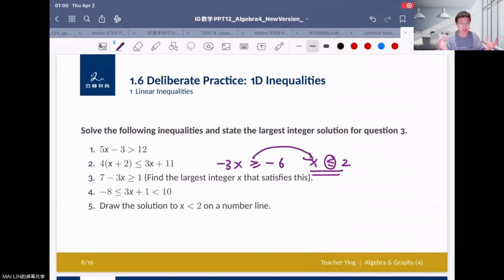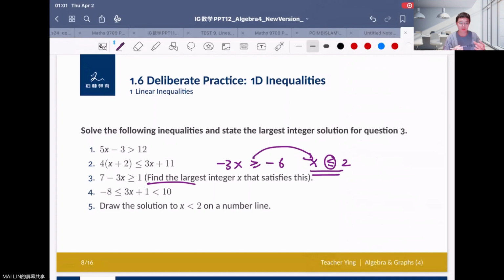So remember, every time you multiply or divide by a negative value on both sides of the inequality, remember to flip it, okay? So it's x smaller or equal to 2. And the question is to find the largest integer x that satisfies this. So we can say x equals 2 is the largest value to satisfy this, okay? Maybe x can also be 1, 0, -1, or others, but the biggest number here is 2, right? That's the third problem.